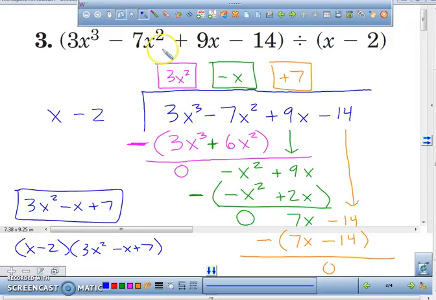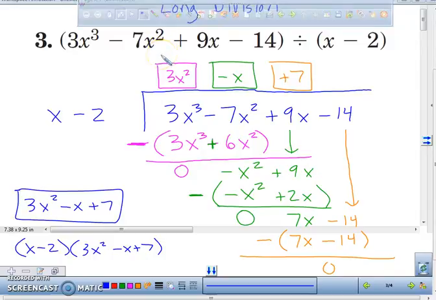Okay? Would you guys agree that's kind of a long method? Would you guys like to learn a better way? No? Well, that's what we're going to do in the next video. Synthetic division.